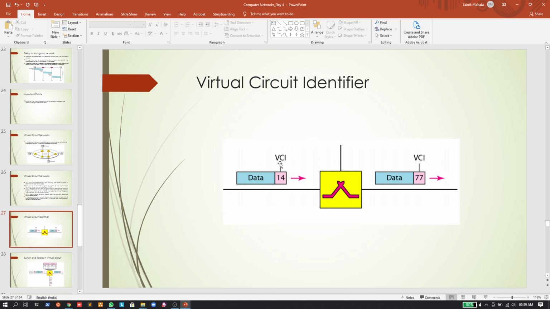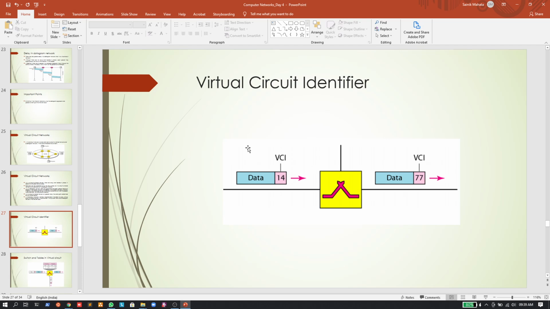So in the case of a packet switch network, this address will be that of the destination. If the data is coming from the destination to the source, this address will be of the source. So that is what global jurisdiction, or end-to-end jurisdiction, or global addressing.